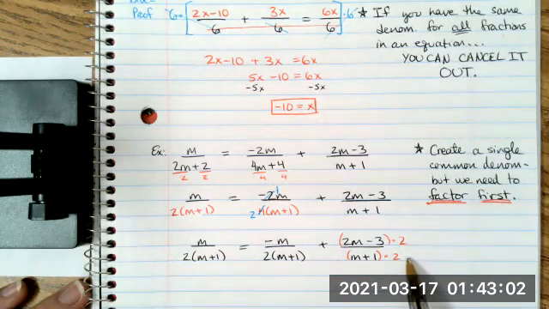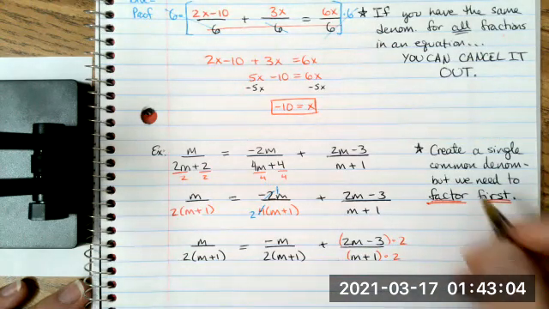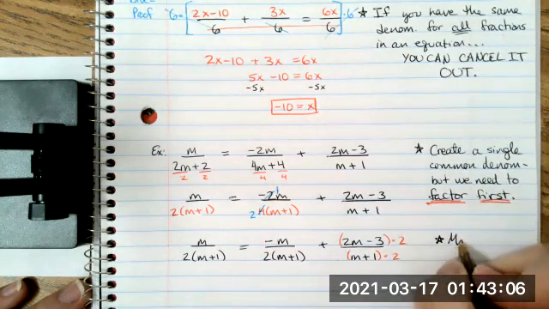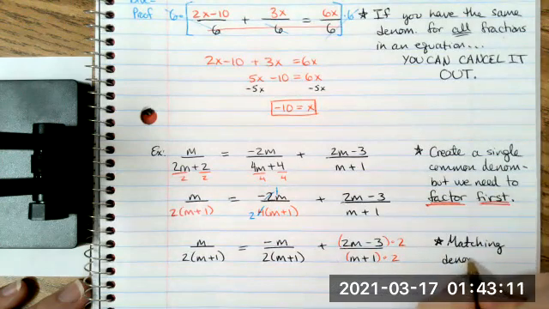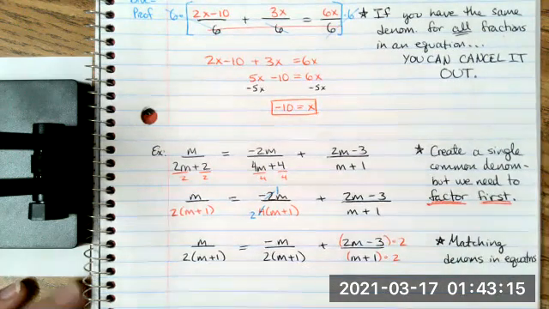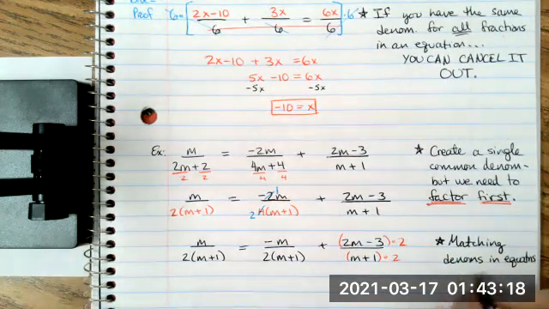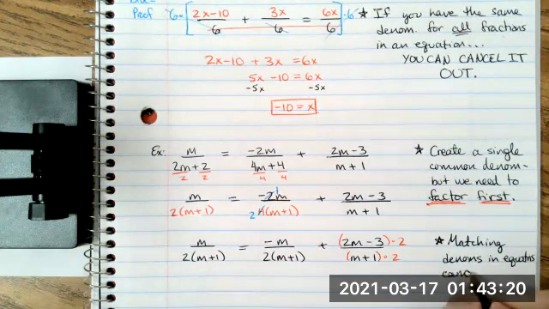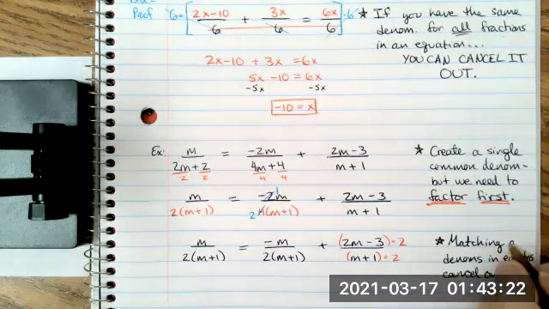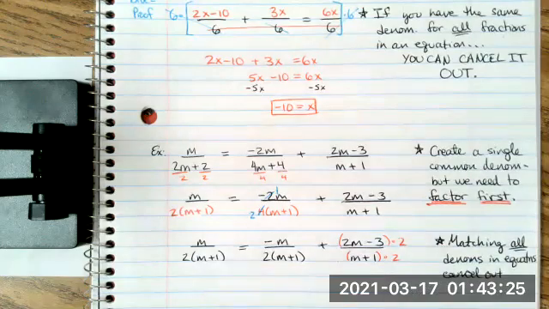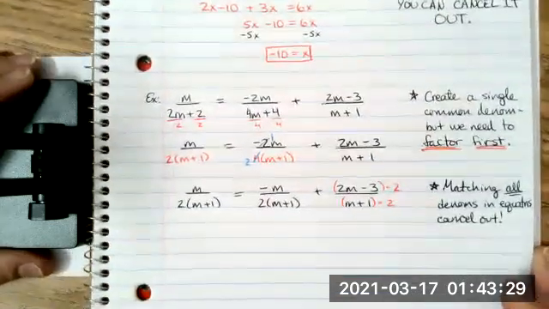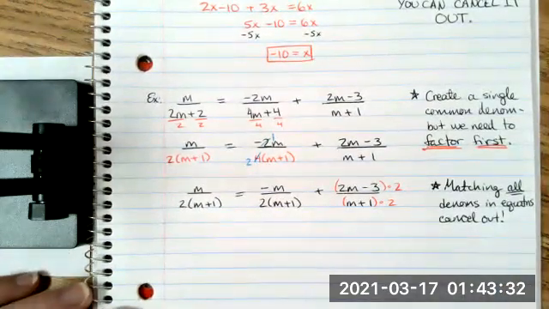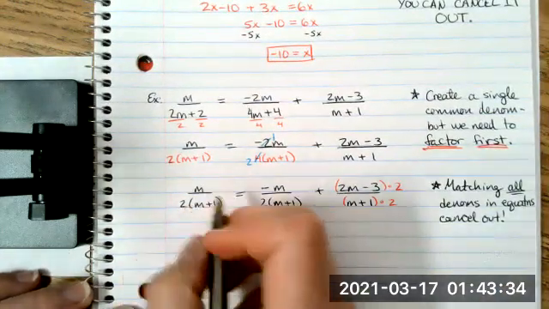Do they all match? If they all match, you can cancel them out. That's the beauty of this process. Matching denominators in equations. All right, this only works if they're equations. Matching denominators in equations cancel out. I'll say matching all denominators in equations can cancel out. So all that I have to do to solve this problem is solve the tops, solve the numerators.